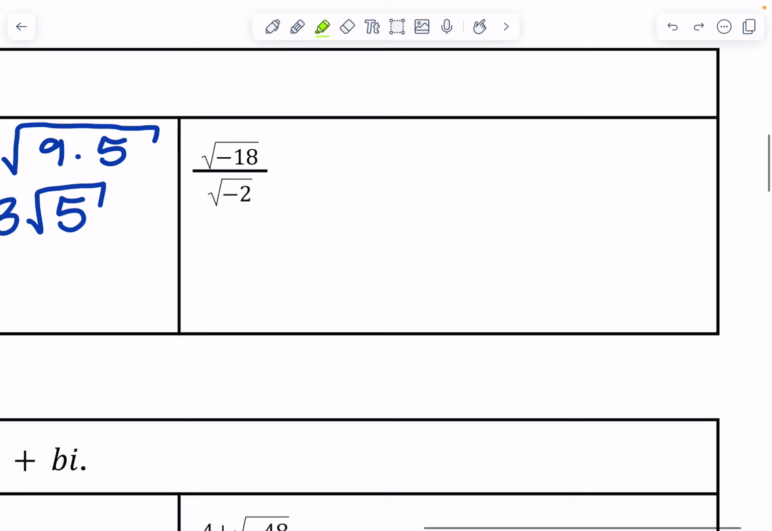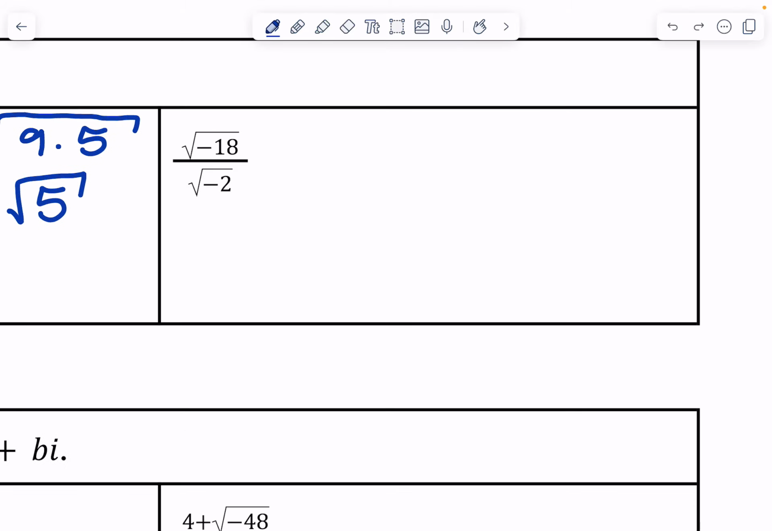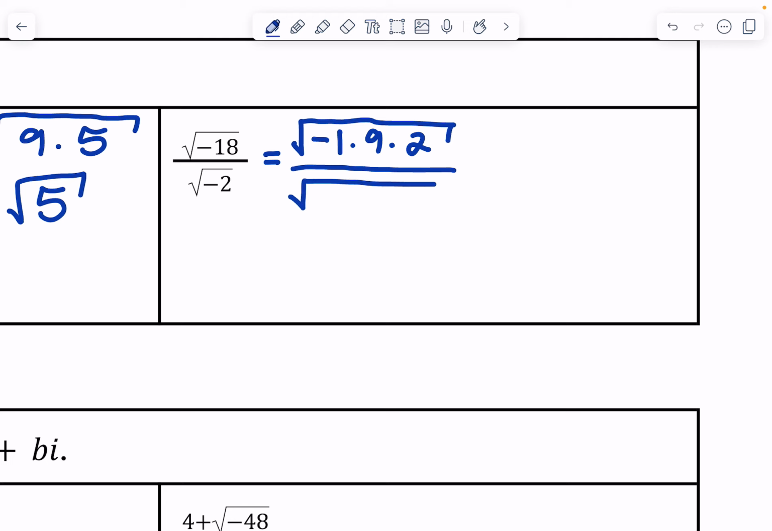All right, for this last one in this section, we can simplify the top into -1 times 9 times 2. The square root of 18 does not simplify perfectly, but 9 does. And then on the bottom, we can do the square root of -1 times 2. And so when we take the square root of -1, we're going to have i. And when we take the square root of 9, we're going to have 3. So I'm going to put the 3 in front and make that 3i. And the square root of 2 does not come out perfectly.